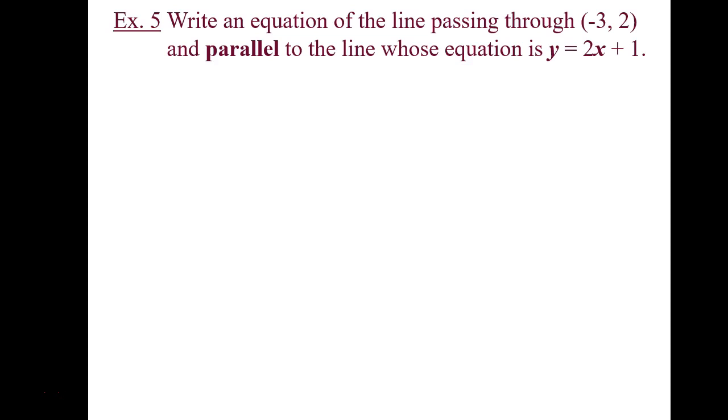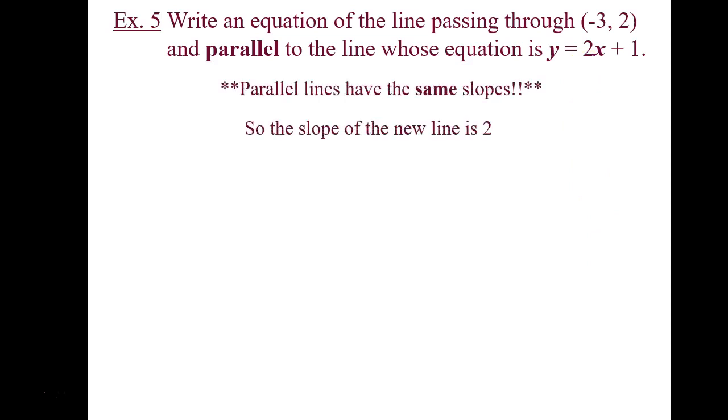So as always, when you write the equation of the line, your first thought should be, what's my slope? So I need to know the slope. Since I'm looking for a new line that is parallel to the given line, I need to know the slope of the given line. And hopefully you see the way this is written. It's in slope-intercept form, so the m is 2. So my slope is going to be 2. And so I've got a point, -3, 2, and I've got a slope of 2.